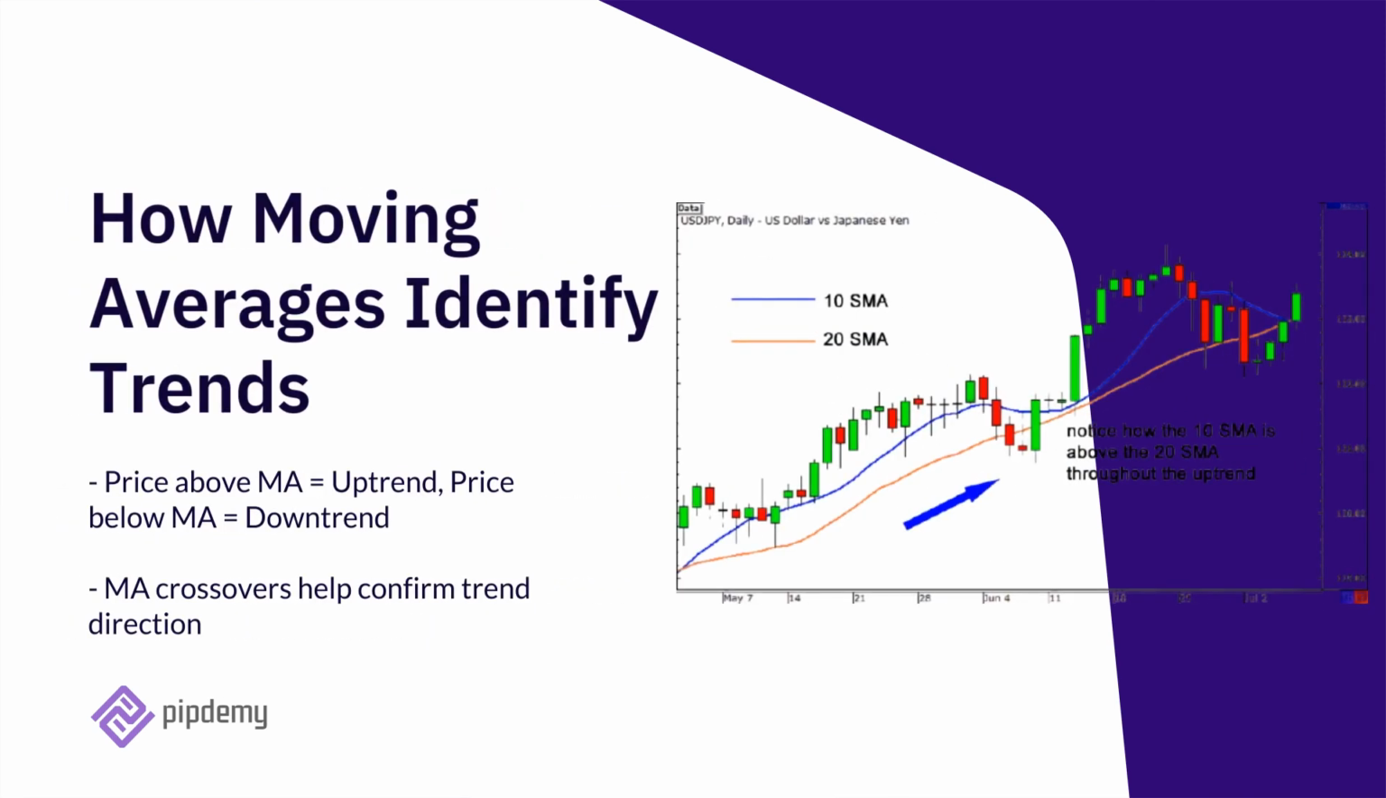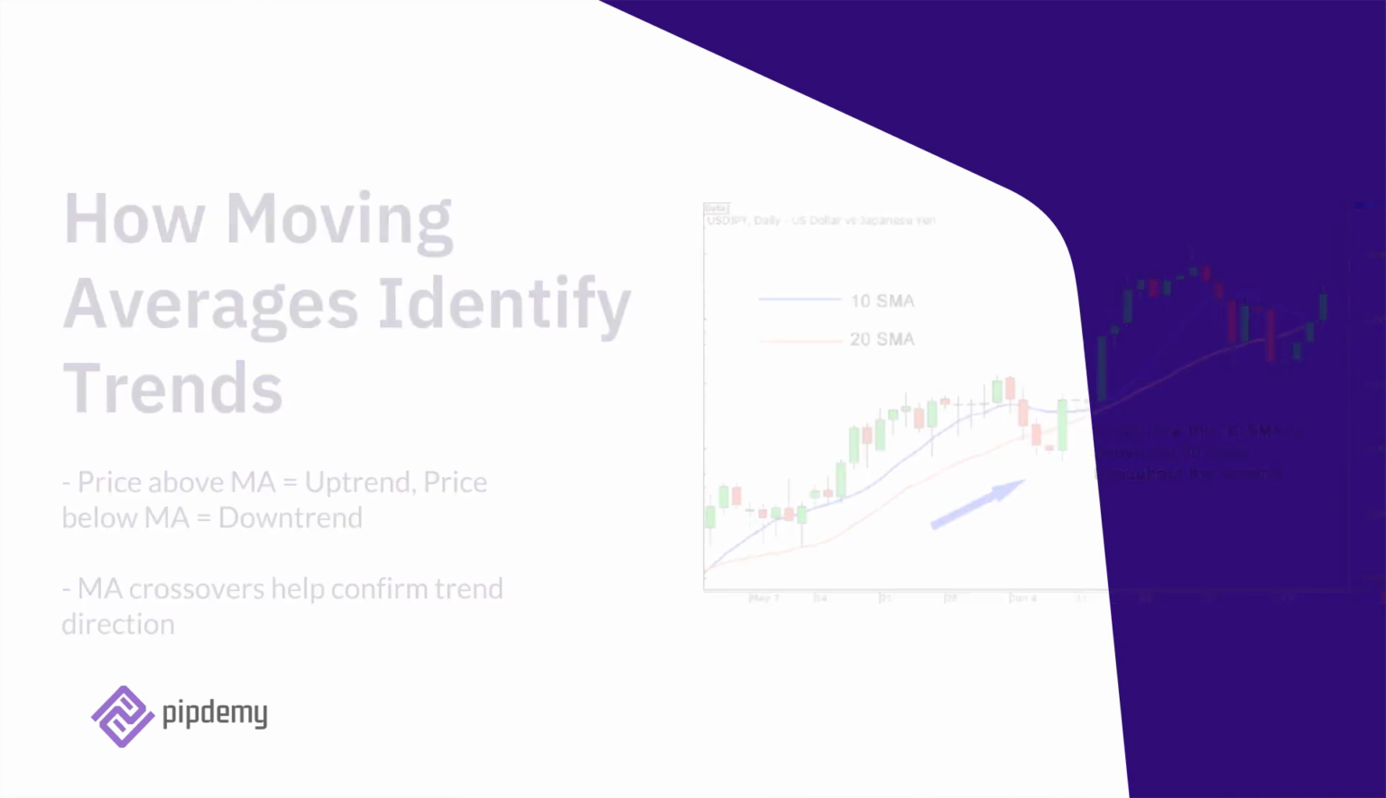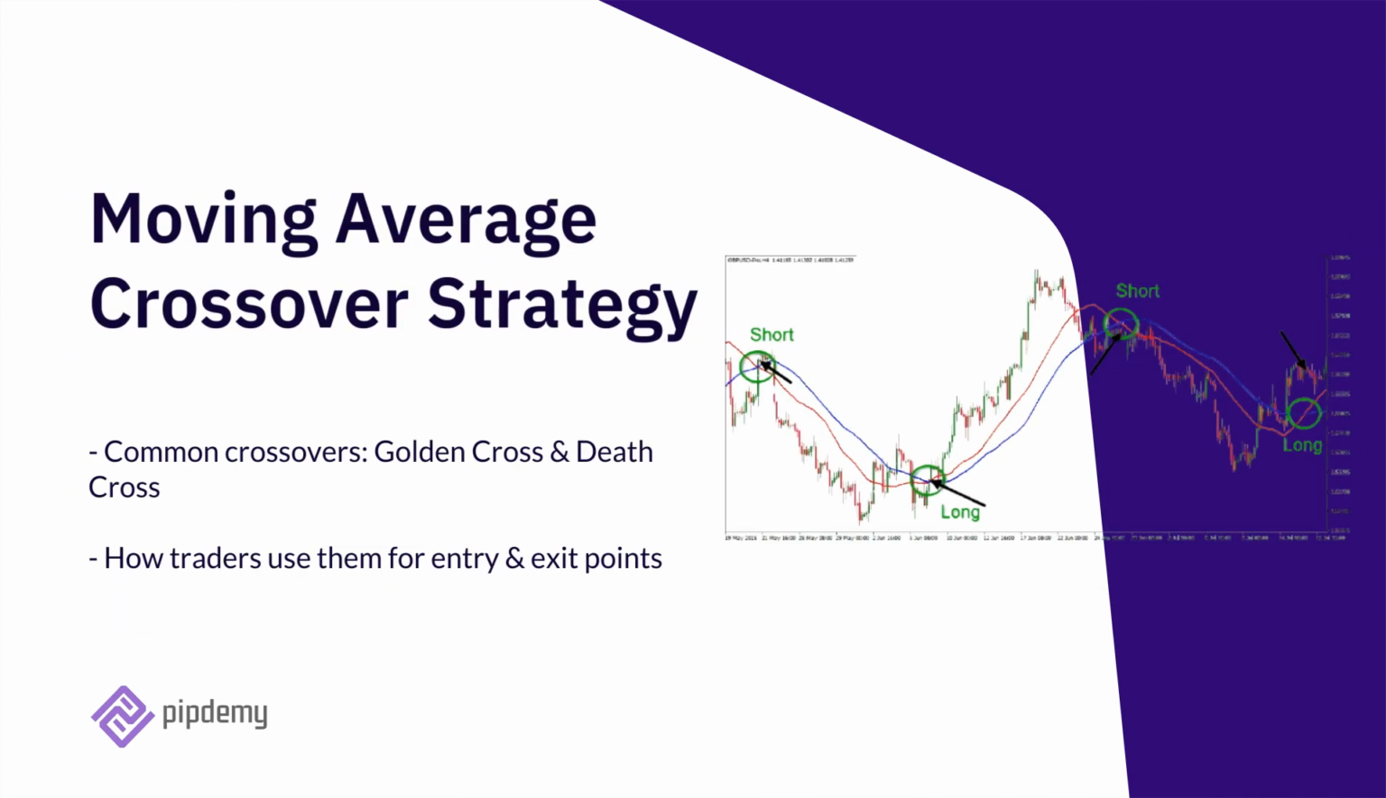Moving averages help traders confirm trends and avoid false signals. If the price is above the MA, the trend is bullish. Buyers are in control. If the price is below the MA, the trend is bearish. Sellers dominate. Some traders also use two MAs together. When a shorter MA crosses above a longer MA, it signals a buy, and when it crosses below, it signals a sell. One of the most popular MA strategies is the crossover strategy, using two MAs of different lengths.